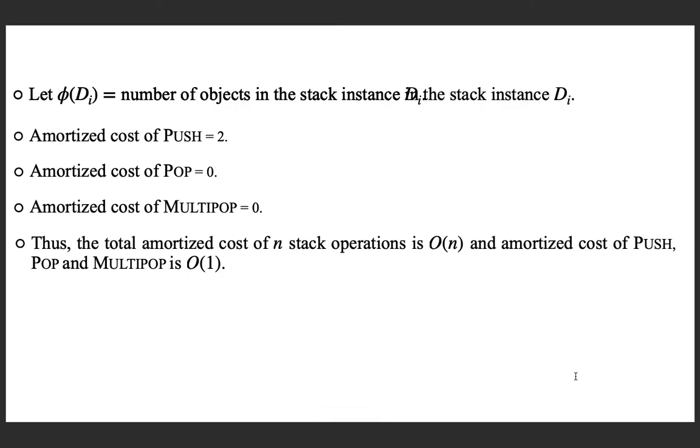And thus the total amortized cost of performing n stack operations in the worst case is actually 2n, which is in the order of n. So that is the total amortized cost of a sequence of n operations, and hence the amortized cost of push, pop and multi-pop is order of 1, you can say, and actually we obtained these individually as 2, 0 and 0, which is order of 1 in every case. And with this we are finishing this lecture.